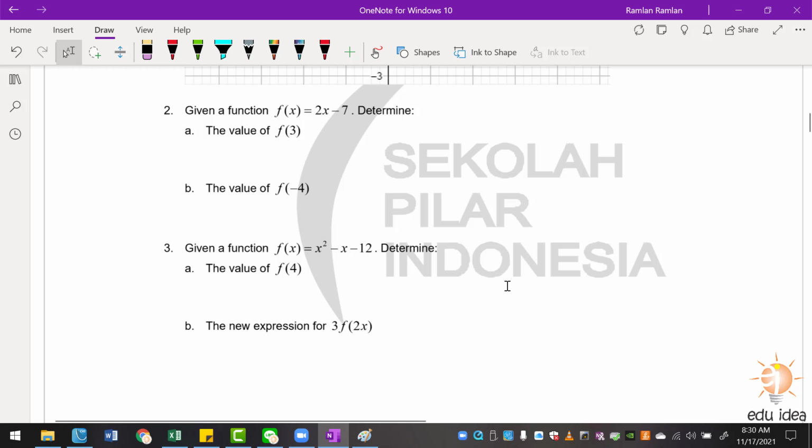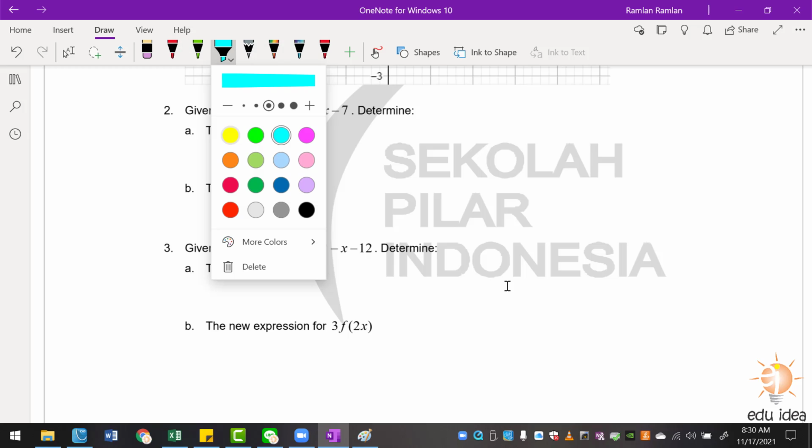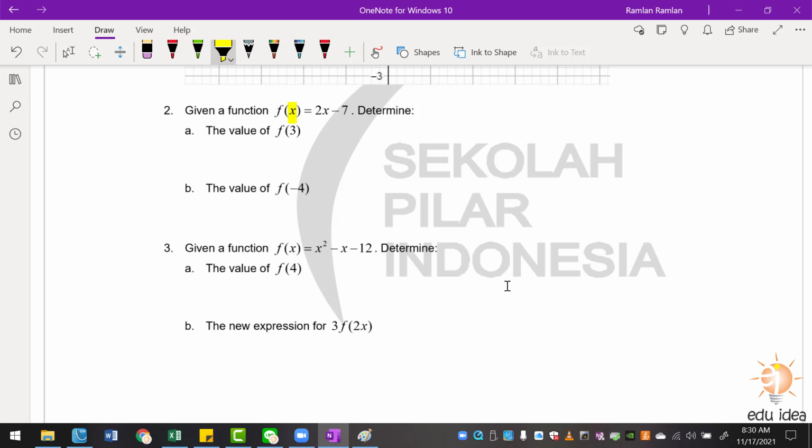Question number 2. Given a function f(x) equals 2x minus 7, determine the value of f(3) and f(minus 4). Basically it's quite easy. Because this is a function of x, you only need to substitute this x by 3, as easy as that. So this equals 2 times 3.